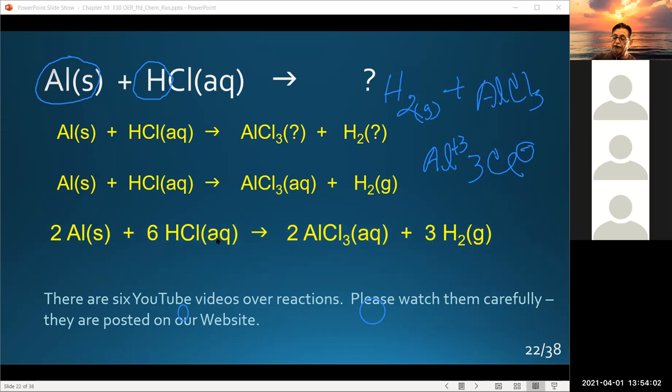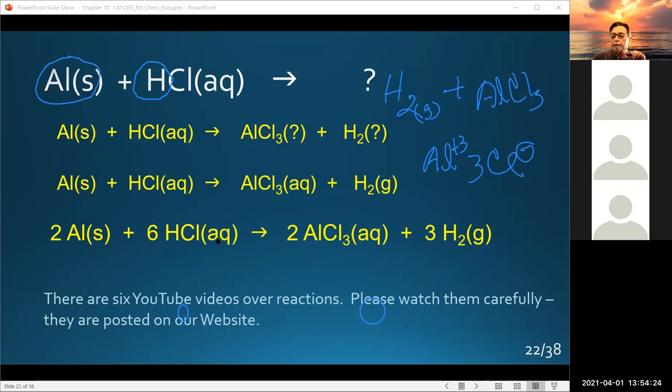Okay, trial and error. So think about this one. See if you can get a balance on your own, and see if you come up with the same numbers. So it's going to take 2 aluminum, 6 hydrochloric acids, 2 aluminum chlorides, and 3 hydrogen gas. Get that thing balanced.